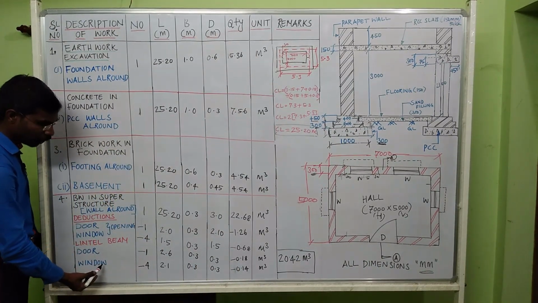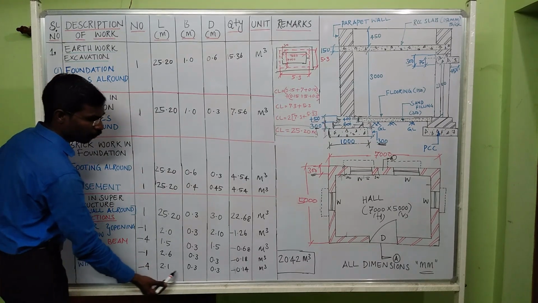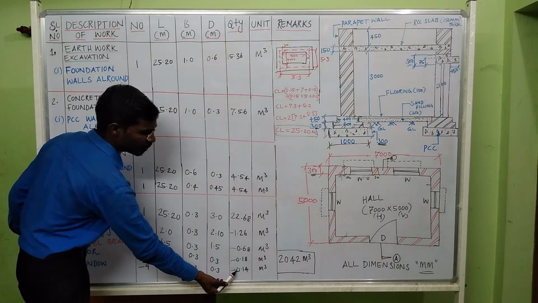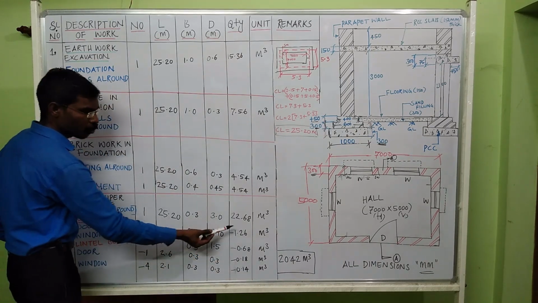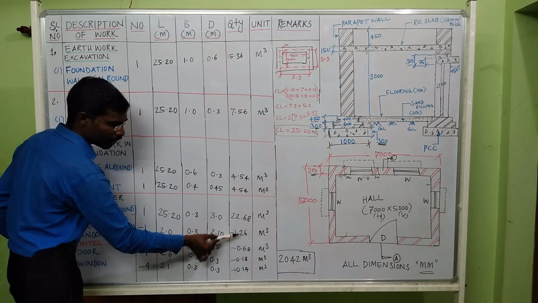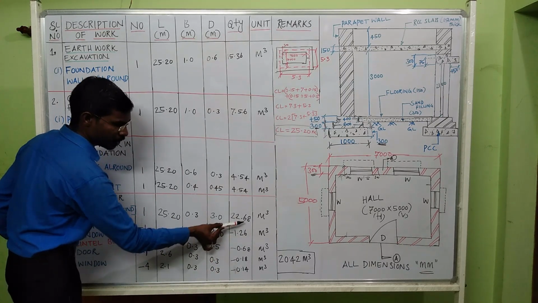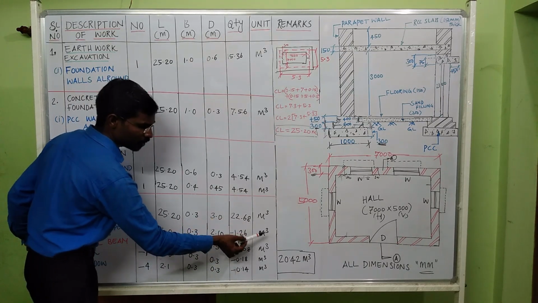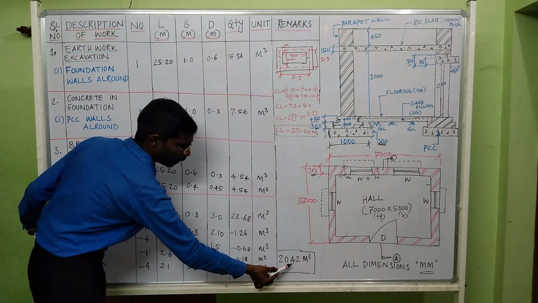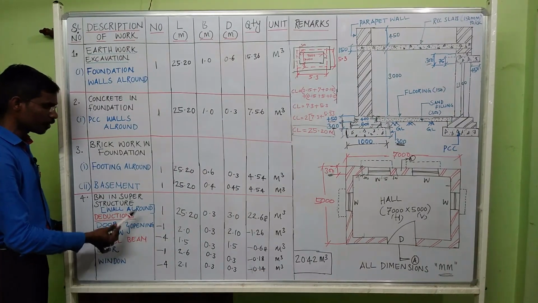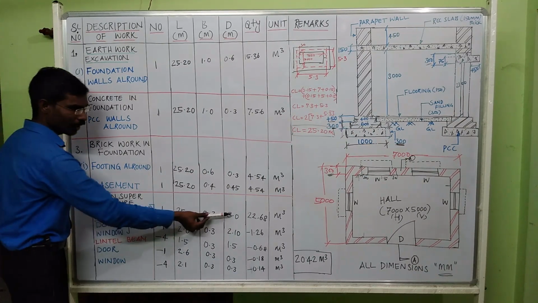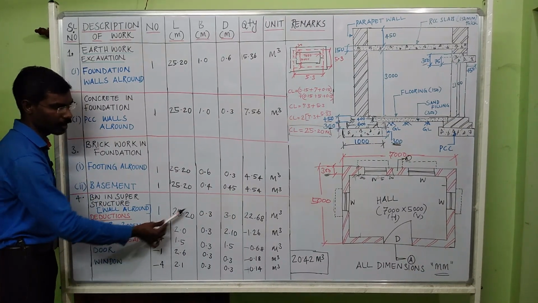Same like that for window. You can multiply these 4 values. You will get the deduction for 0.14 m cube. So now you know total superstructure quantity and minus these are the deduction in the superstructure quantity. You will get the superstructure of brickwork 20.42 m cube. So this is the method to calculate for your superstructure building quantity as well as deduction for various item of works.